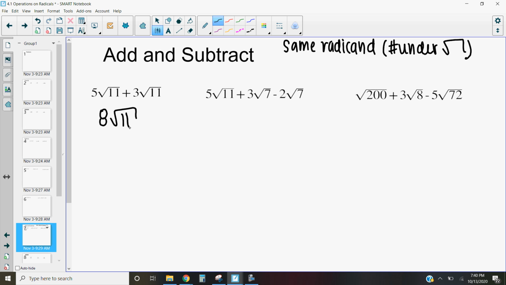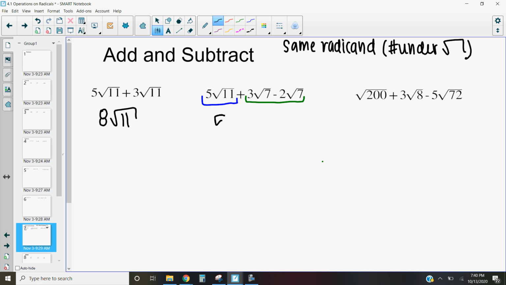5 root 11 plus 3 root 7 minus 2 root 7. So I've got two different roots here. I've got a 5 root 11 and a root 7. Now, root 7 and root 11, they're both prime, so there's no way that I can try to factor something out or simplify that radical to make them look the same. So instead, I'm just going to combine the ones that are alike, and the ones that aren't alike are just going to have to stay by themselves.